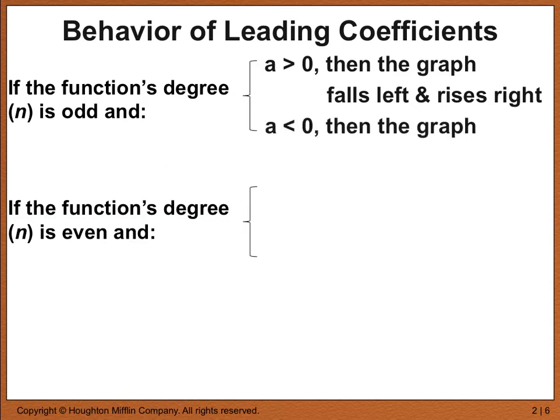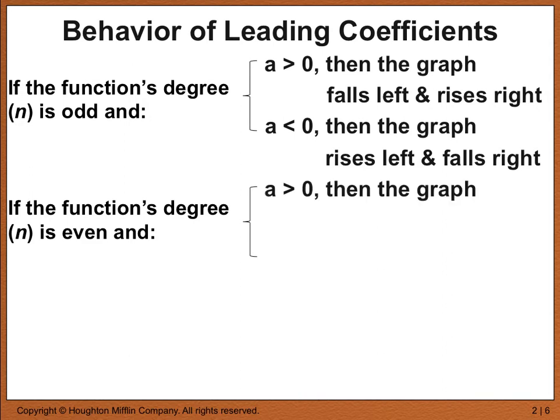If a is less than 0, then the graph rises left and falls right. Now we saw something like that in the last example where we had negative x to the fifth plus 2. Well, we had a negative a. In that case, the leading coefficient was negative 1. And the graph rises left and falls right. It does the opposite because it's been flipped by the negative sign of the leading coefficient.